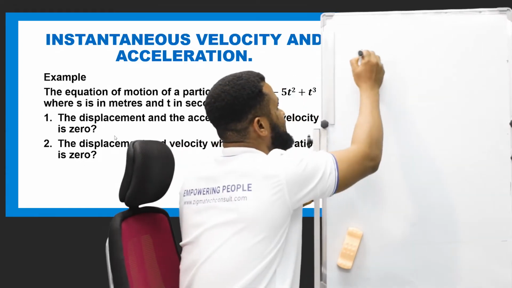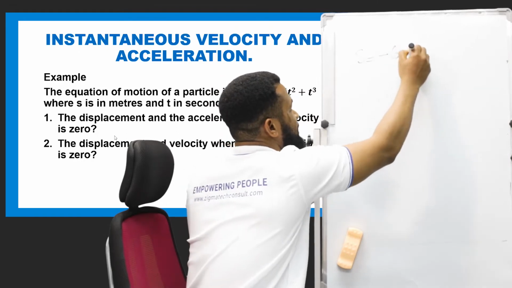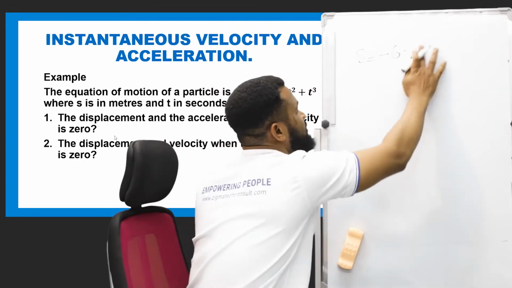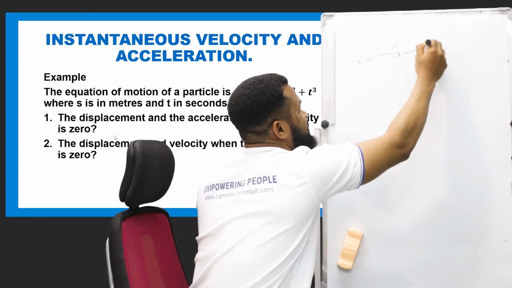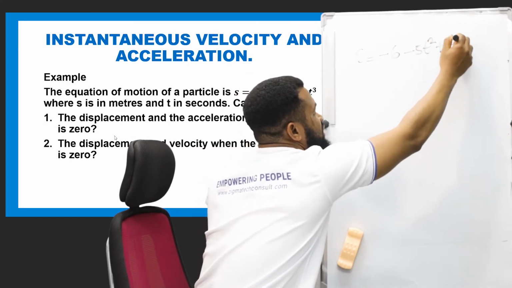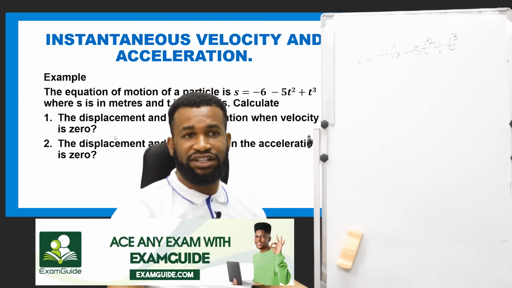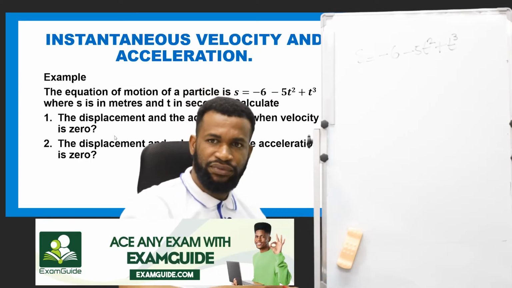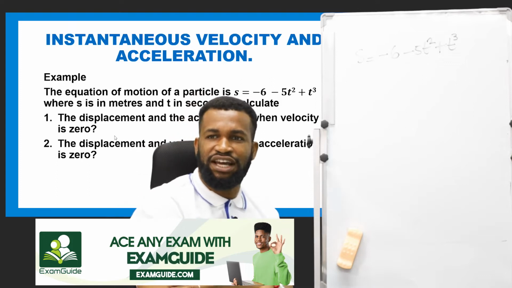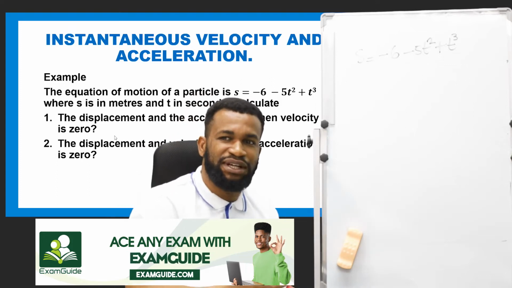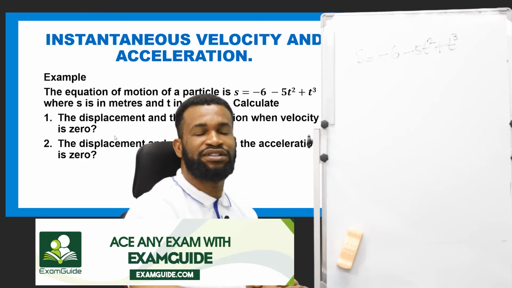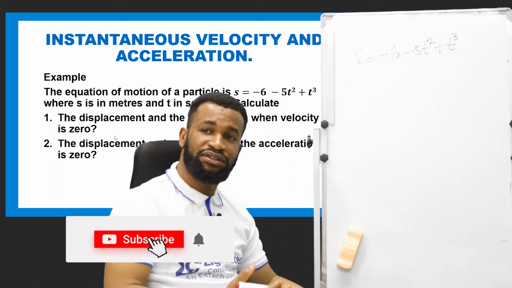The equation is given as s is equal to -6 minus 5t squared plus t raised to the power 3. If you look at this, this is a polynomial. This is a cubic equation. Where s is in meters and time is in seconds, calculate the displacement and acceleration when velocity is 0. Wow, when velocity is 0.